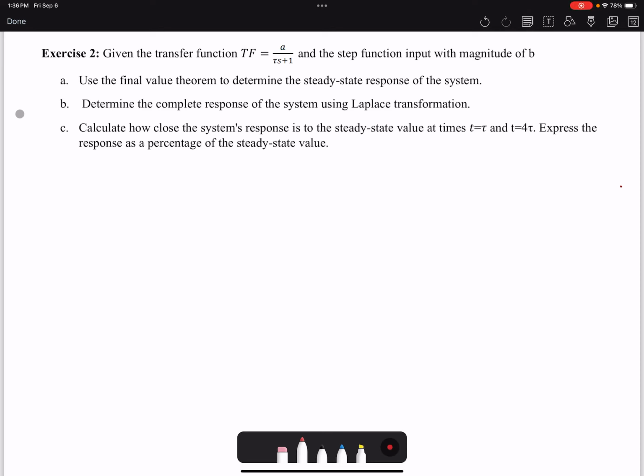Hello everyone, in this video we are going to solve an example of a first order system. Here a transfer function is given to us with a step function input of magnitude b. We are going to use the final value theorem to determine the steady state response. We are going to find the complete response of the system. Also, part C is interesting.